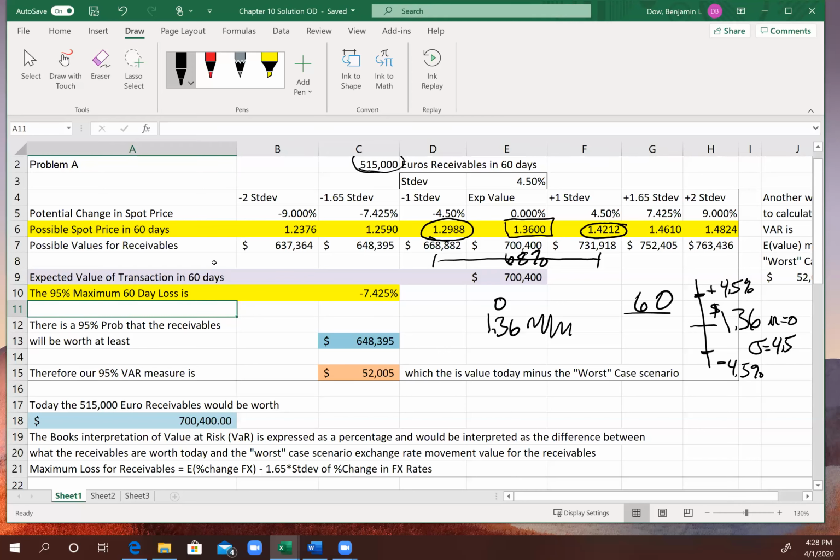Well, you have to calculate how much the standard deviation is. So the standard deviation is 4.5%. So you calculate what that is compared to 1.36, and then add plus or minus. Yeah. So if you take 4.5%, 0.045 times $1.36 is basically 6.12 cents. So it's either going to go up 6.12 cents or down 6.12 cents from your expected value. And those two numbers basically will give you a 68% chance of where the euro will be in the future.